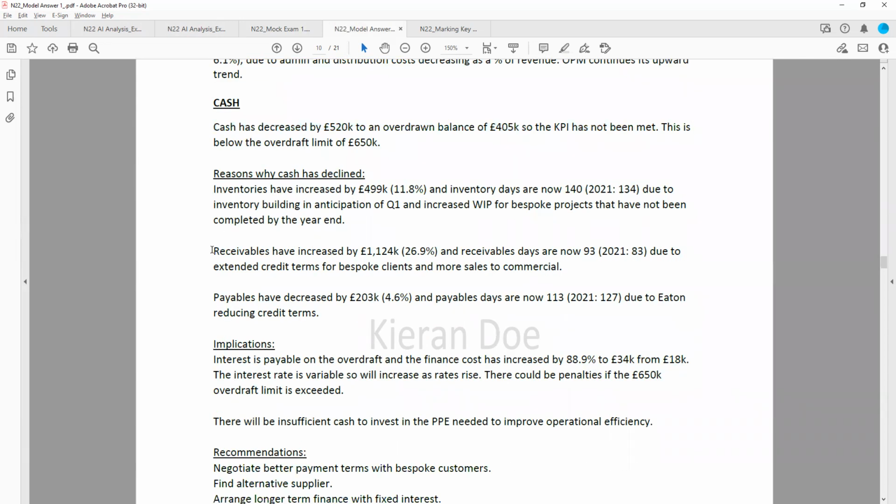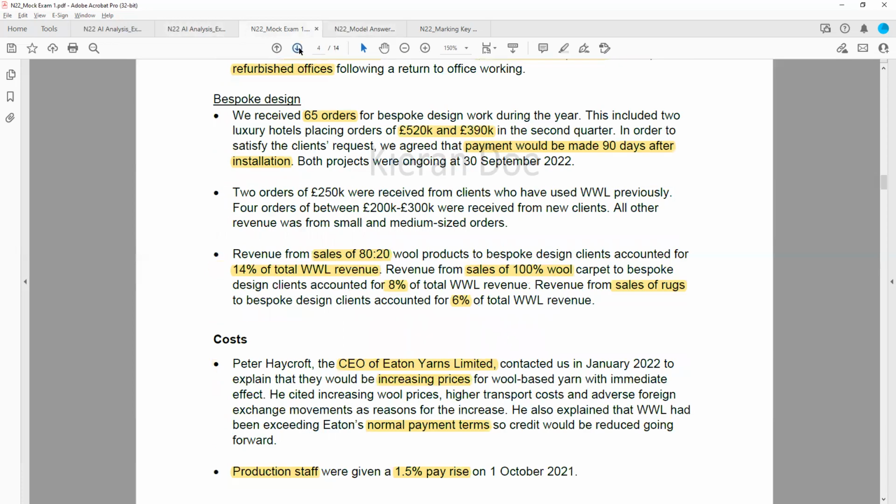So you'd go through them all one by one, but obviously receivables had gone up, and with that we could calculate receivable days, and that's due to the extended credit term. So again, reason from the scenario, number, reason from the scenario. Payables decreased, payable days decrease, and that's because the supplier reduced credit terms. So these were all the reasons. You can see that quite clearly from the cash flow statement.